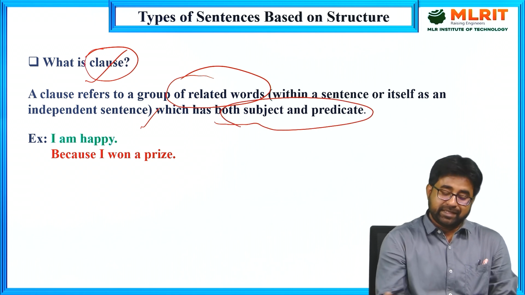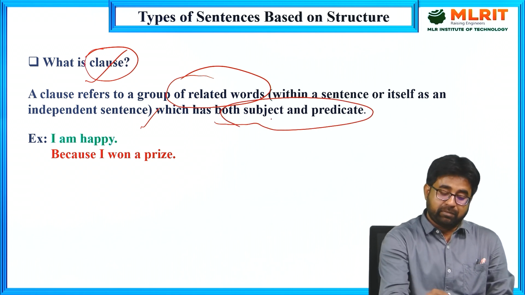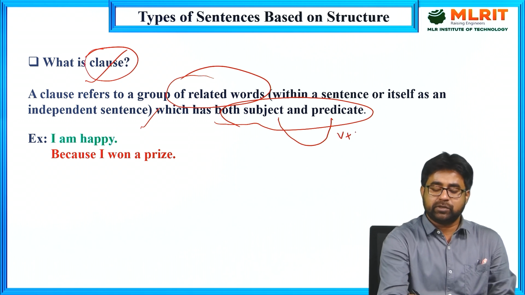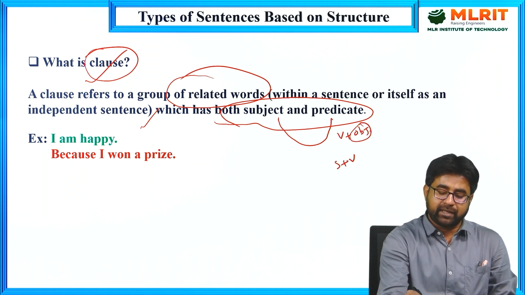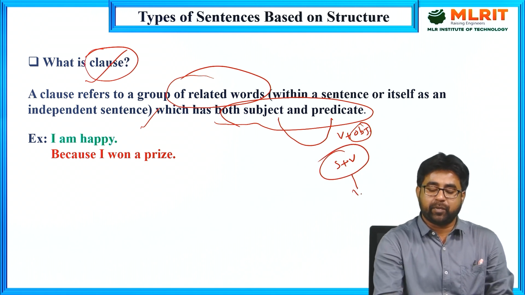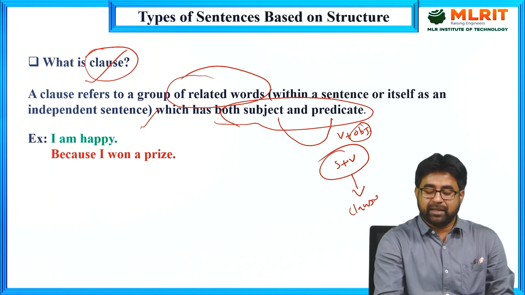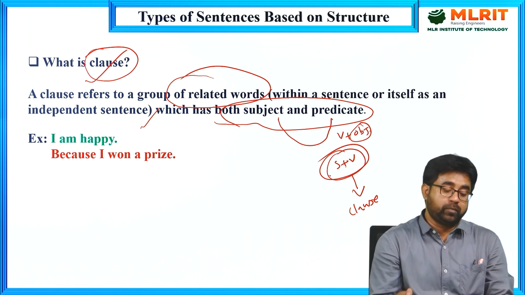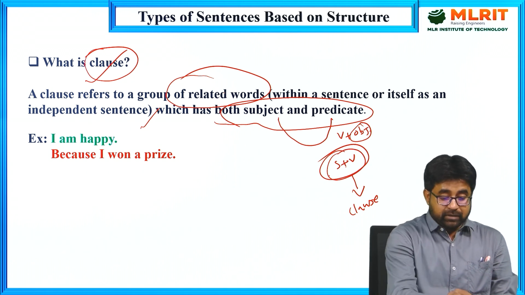So the basic requirement of a clause is it must have a subject and predicate. Predicate means verb plus object. So basically subject plus verb. Sometimes an object might not be there in a sentence. So subject plus verb. This is the basic minimum requirement for a clause. They must be present in a pair. Both subject and verb have to be present in that group of words, right?